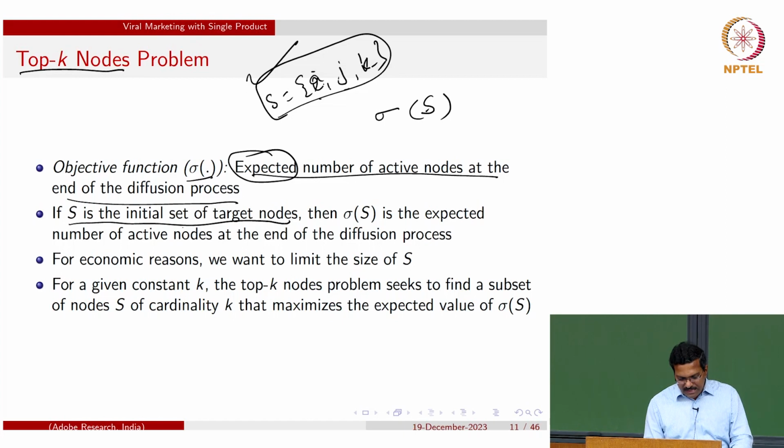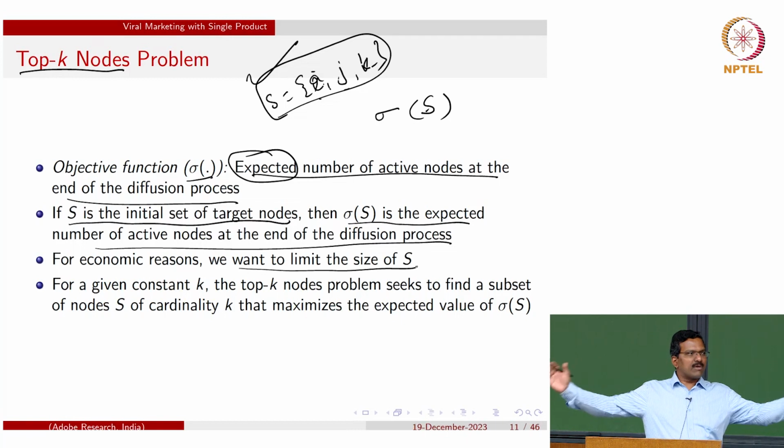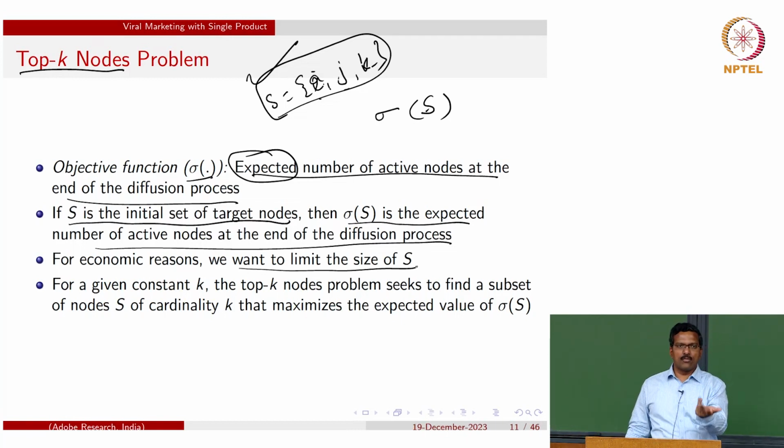So S is the initial set of target nodes, then sigma S is the expected number of active nodes at the end of the diffusion process. For economic reasons, we want to limit the size of S, because I am a publisher, I can't give free copies of books to each and everybody. That is the economic thing. I can give free copies of books only to K faculty members or K teachers. Now my network may contain, let's say, some 1000 nodes, and K can be, let's say, 4 or 5.